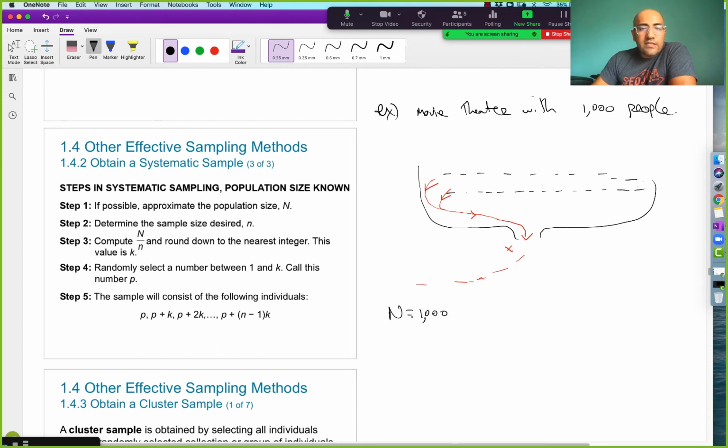You have to choose for yourself approximately how many people you want in your survey. So n is the number of people in my sample. Let's say I want approximately 40 people. This suggests that in order to find the kth value, you should take capital N divided by lowercase n. So k is equal to about 1,000 divided by about 40.